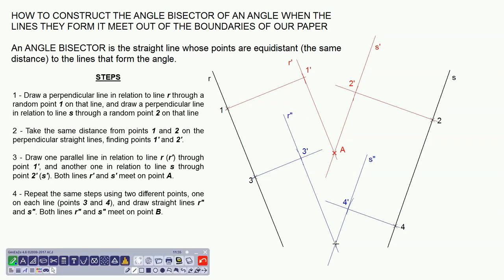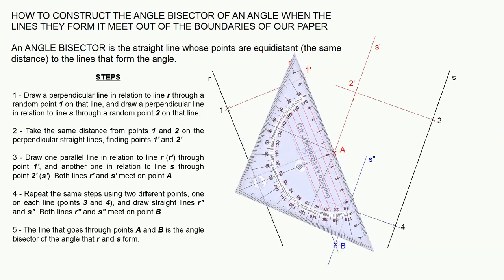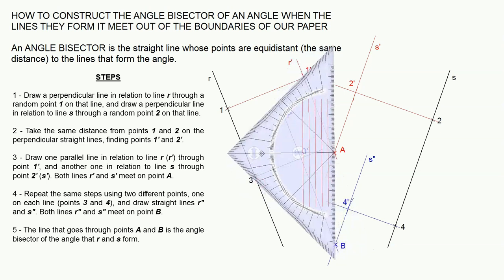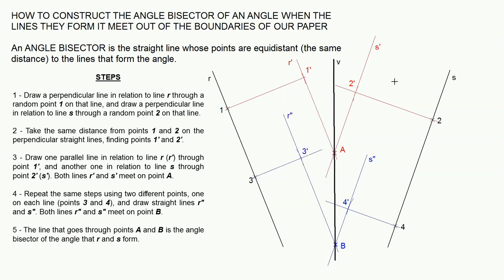These lines meet at this point B, which is at the same time at the same distance to lines R and S. If A belongs to the angle bisector and B belongs to the angle bisector because both are at the same distance to both lines, the line that goes through both points will be the angle bisector of the angle that R and S form. Line V.